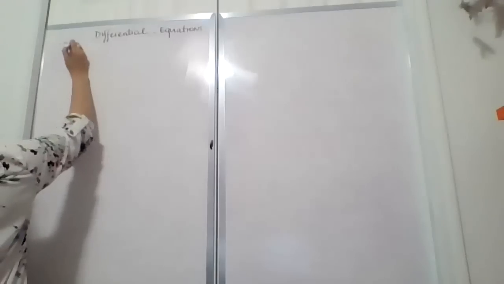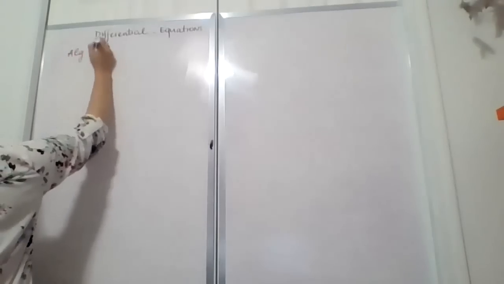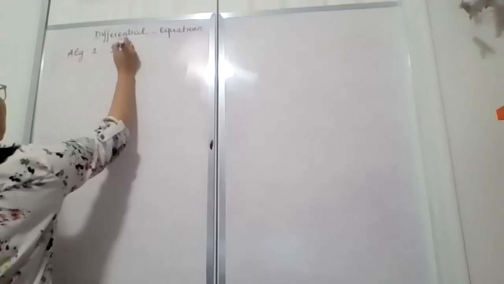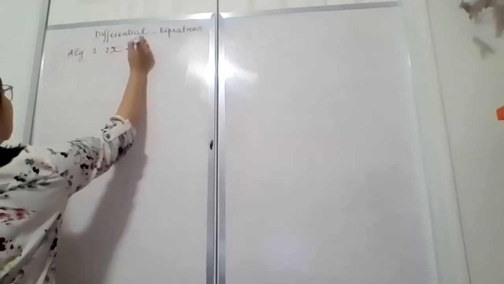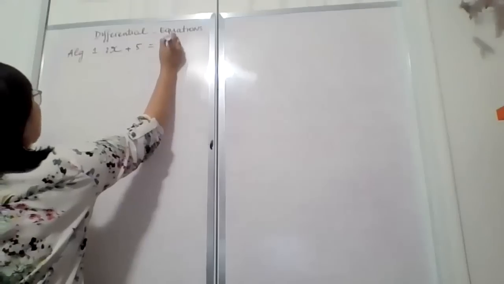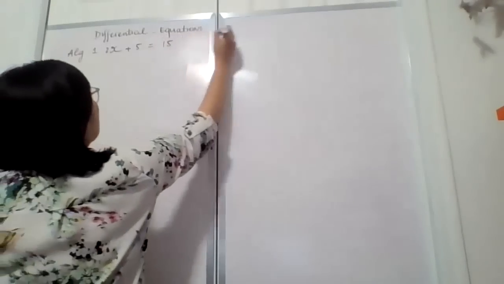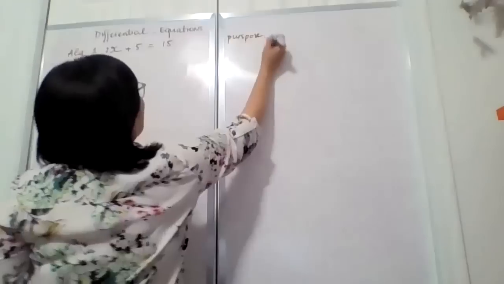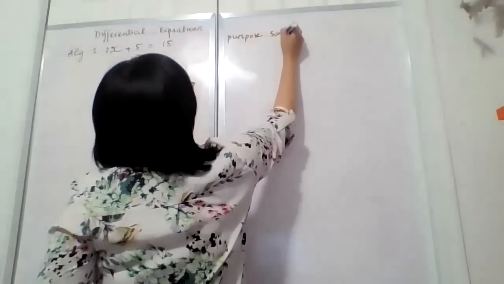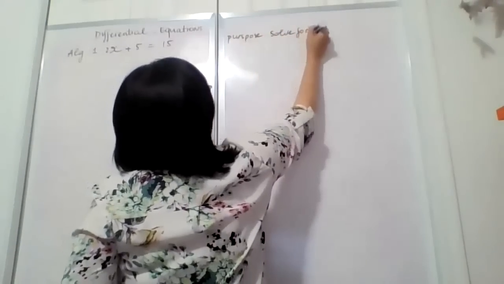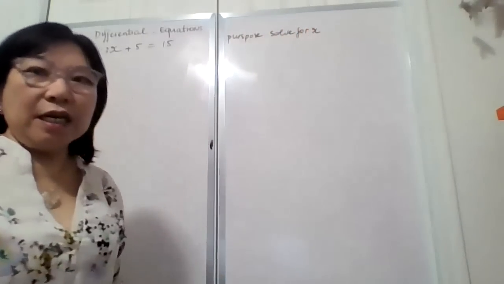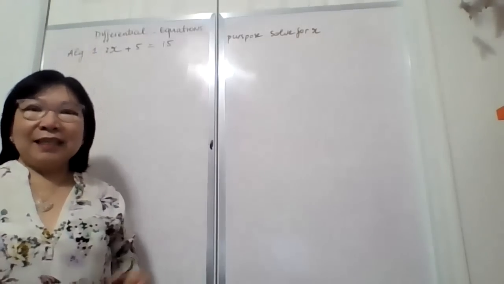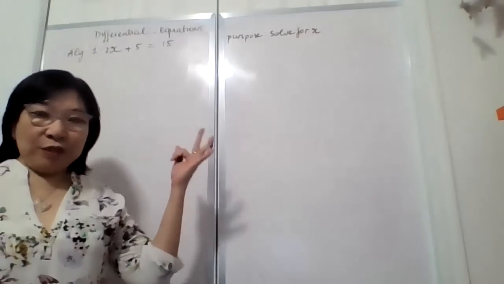In the past, you have learned algebra 1. You have an equation something like 2x plus 5 equals 15, and your purpose is to solve for x. In algebra 1, you already learned that process. So that is a simple equation.